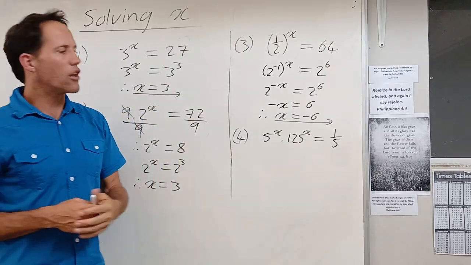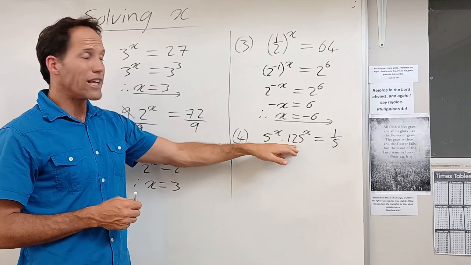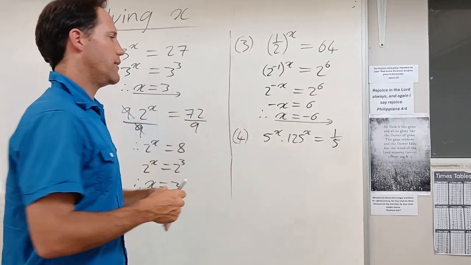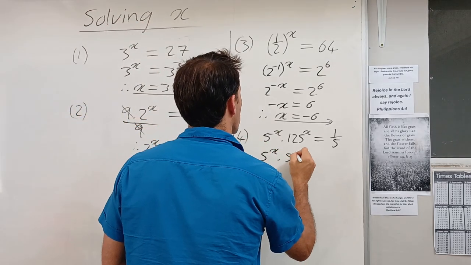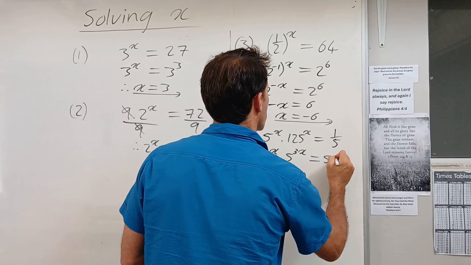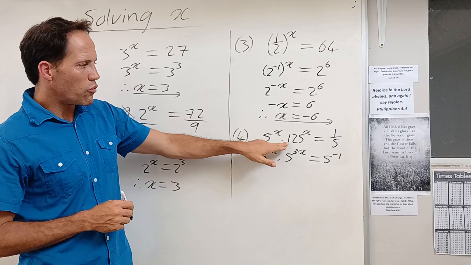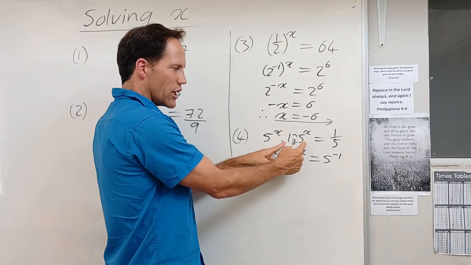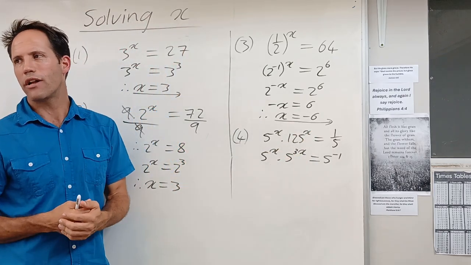Okay. And the last one I want us to look at is this one: 5 to the power x times 125. So 125 is 5 to the power 3. So we're going to say it's 5 to the power x times 5 to the power 3x equal to 5 to the power negative 1. You can do it in one step. You can change the 125 to 5 to the power 3, and then 5 to the power 3 times x gives you 5 to the power 3x.